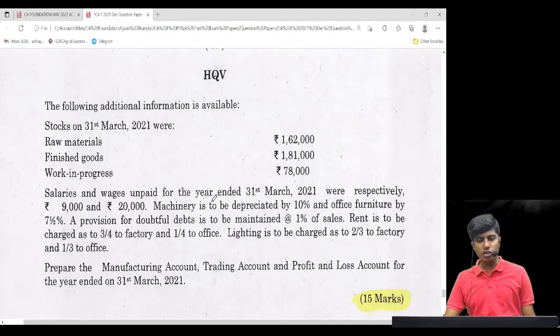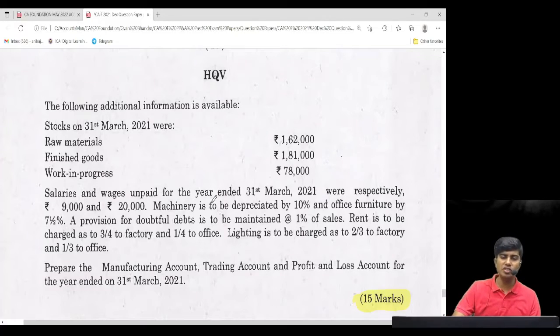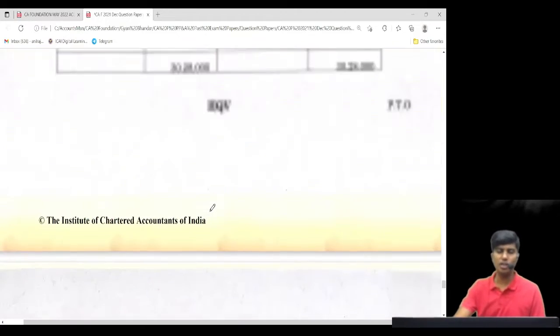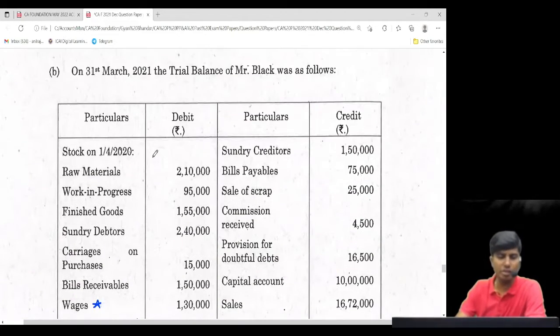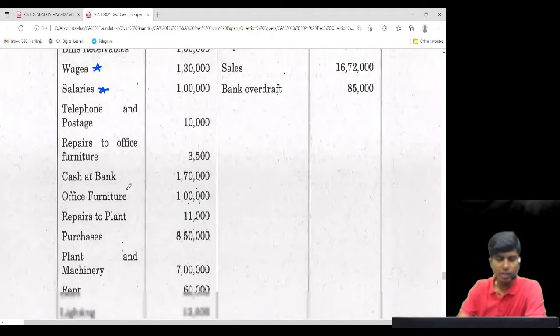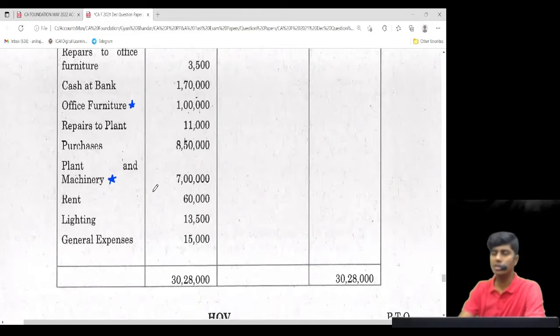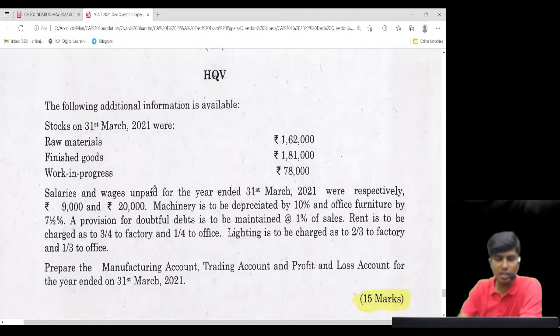Then machinery is to be depreciated at 10%, and office furniture by 7.5%. So there is depreciation on machinery and office furniture. Come to the trial balance. Do you find machinery somewhere there? Yes, plant and machinery. Then furniture, office furniture. Mark both of them.